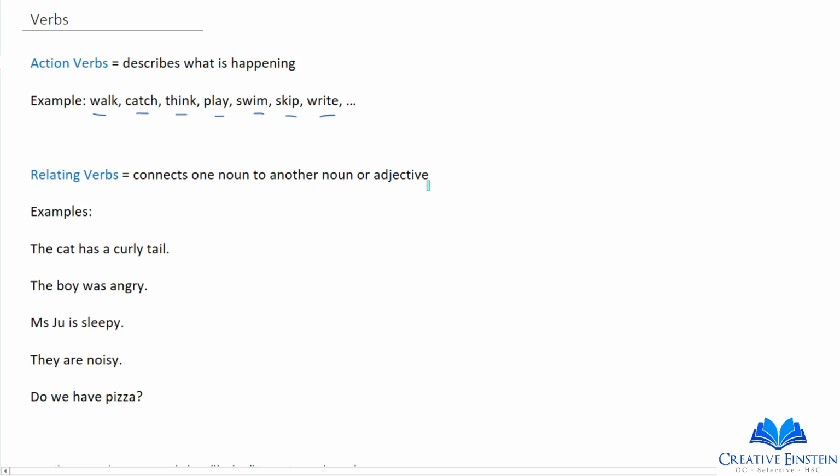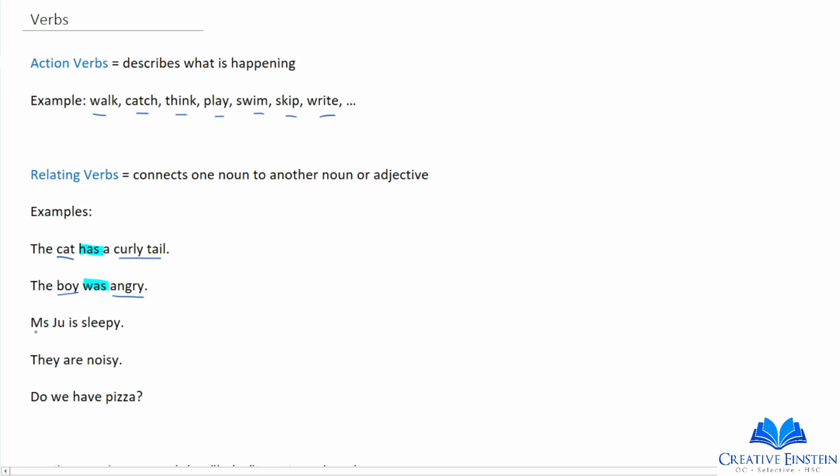The cat has a curly tail. So we're going to relate cat to a curly tail. The word that relates them is has. So has is a relating verb. The boy was angry. We're relating a boy to being angry. So the word was is a relating verb.